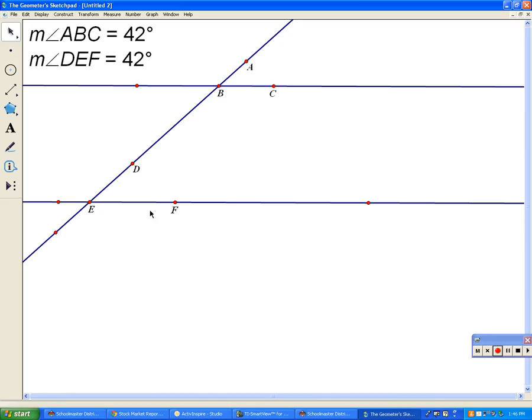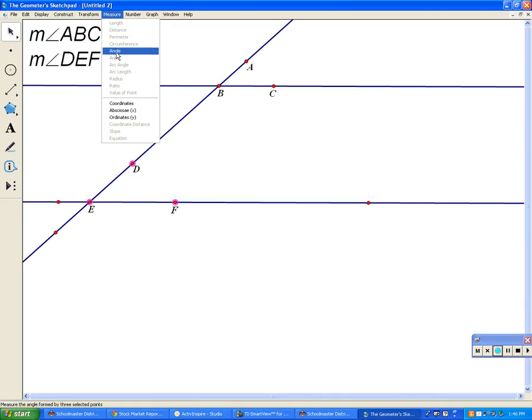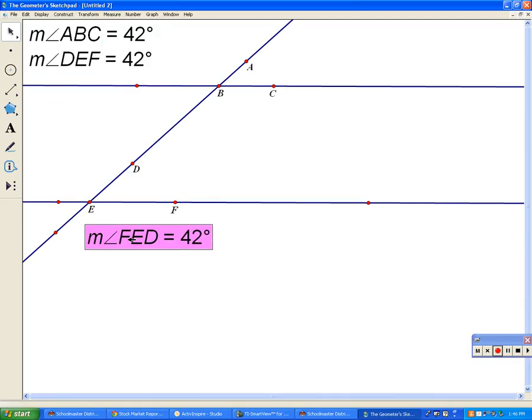Now let's take a look at an alternate interior angle. So if I measure this one again, I guess I have that one already. That's right. I'll put it down here. And then I measure the alternate interior angle that goes with it. What do you think is true about those? They are also the same. Okay? So these alternate interior angles, this one here, and that one there are also the same.